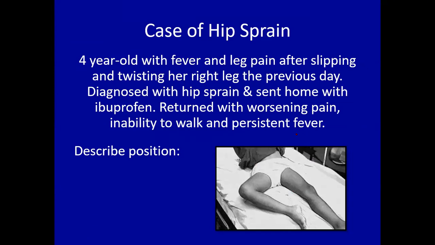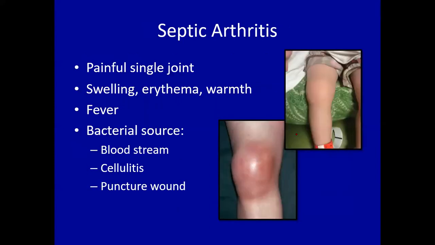So you've got a 4-year-old with fever, leg pain, and a limp after slipping and twisting her right leg the previous day. She's diagnosed with a hip sprain and sent home with ibuprofen, but she returned for worsening pain and the inability to walk. So she is in an adducted position with her knee in approximately 75 degrees of flexion. She's definitely trying not to move this hip, and she's sick. So it's probably septic arthritis until proven otherwise.